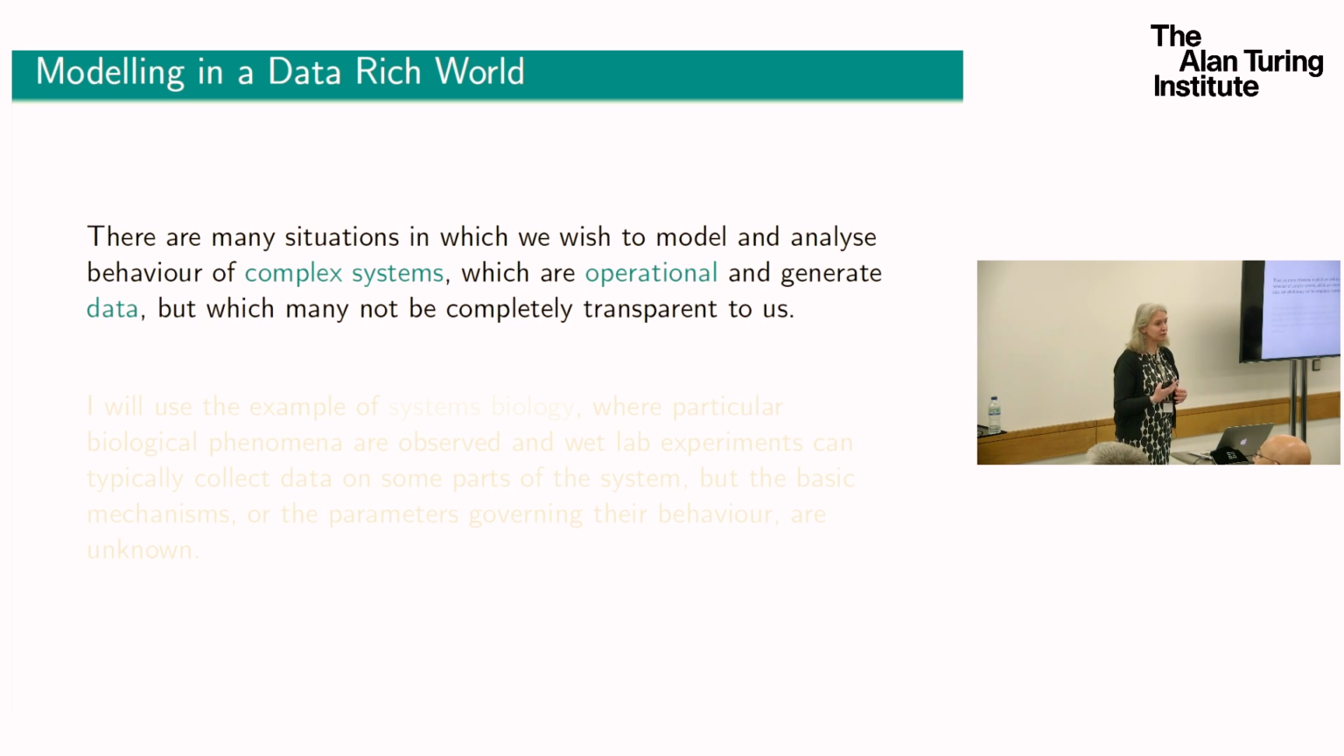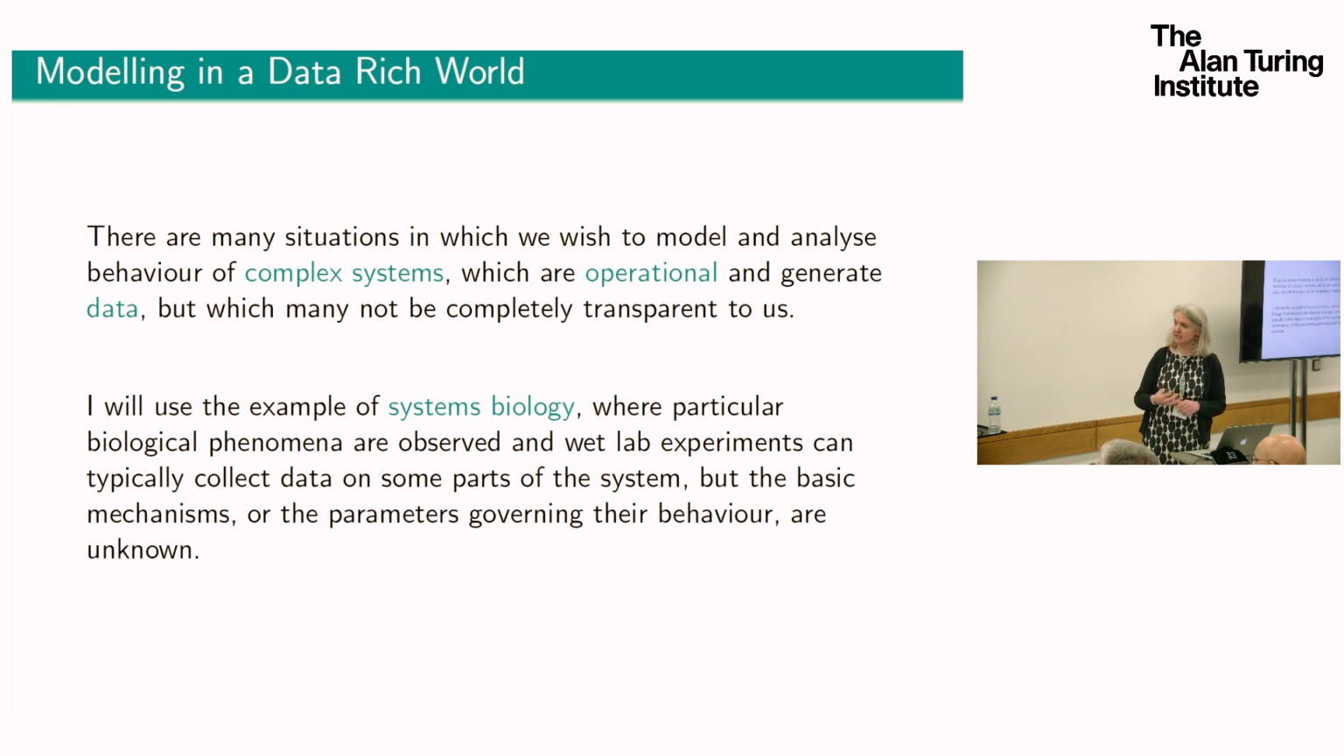So for example, recently we've been doing some work modeling the London bike sharing system. We know how it works, but we don't know all the parameters to actually have the full details. But it may be things like systems biology where we really don't know exactly what mechanisms are at play, but we're trying to find that out through modeling and data. So I'll use systems biology and similar systems as an example where we have certain biological phenomena that are observed, and we have wet lab experiments which can collect some data from the system, but not always all of it. But the basic mechanisms and the parameters governing their behavior may not be fully known. But this can apply to many other systems as well that have those kinds of characteristics.